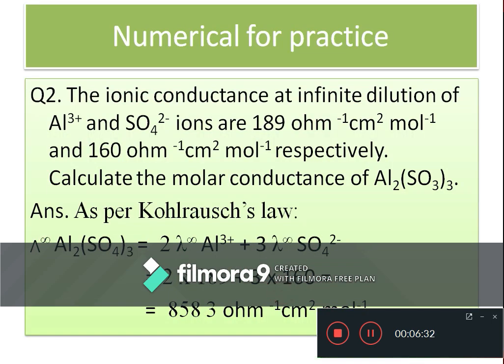So now you can try this numerical, so that this way also you will be able to know. Here we have aluminium ions and sulfate ions. Okay, so this is what Kohlrausch's law states: the number times the individual ion's contribution, number times individual ion conductance. The unit is the same: ohm inverse, centimeter square, mole inverse.